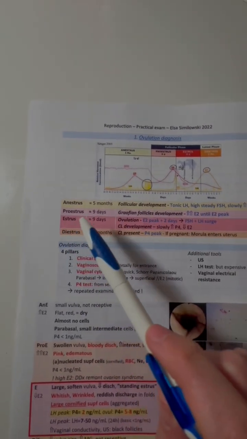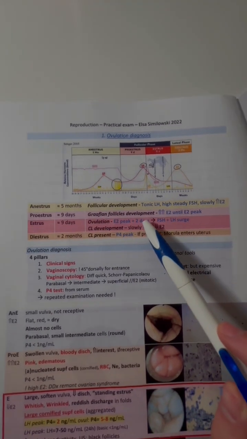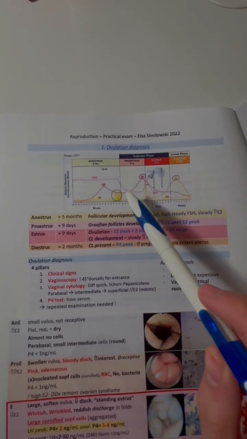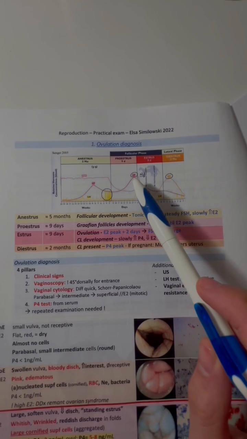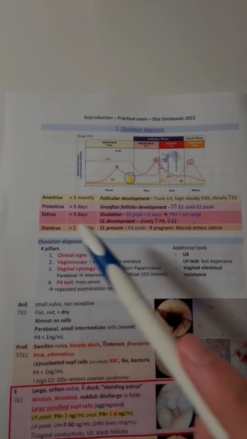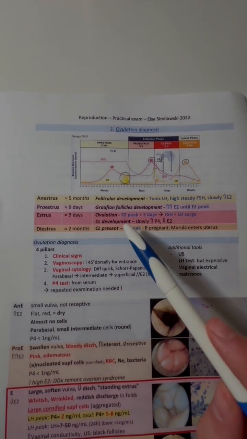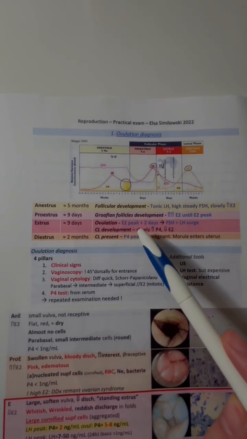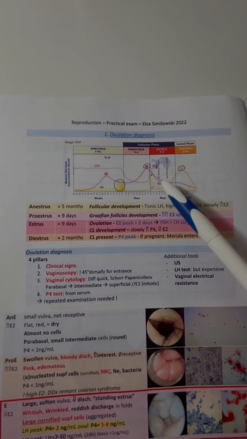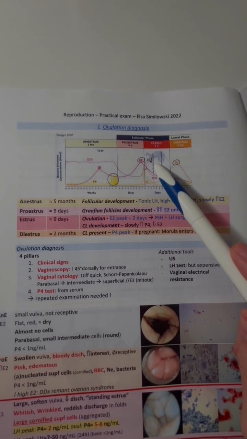In proestrus, we see Graafian follicle development, so the E2 increases even more until it reaches the E2 peak. In estrus, ovulation occurs 2 days after the E2 peak. We then see a rise of FSH and LH. They surge up very high.